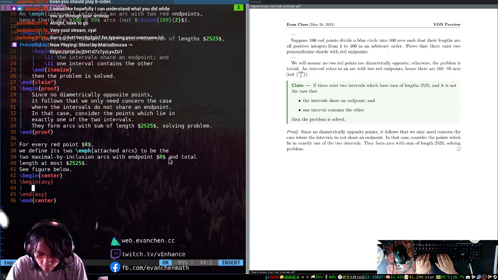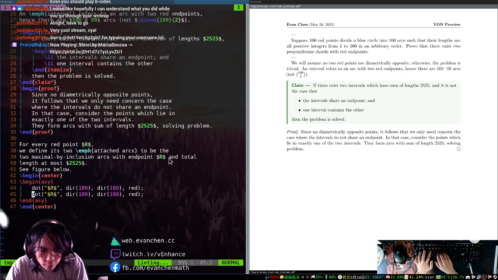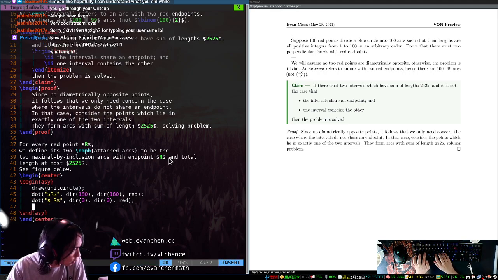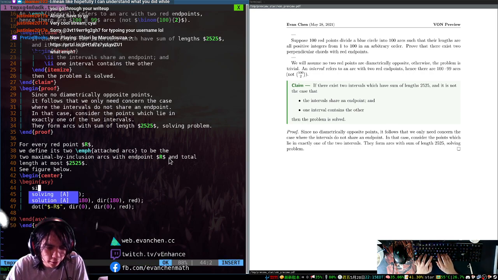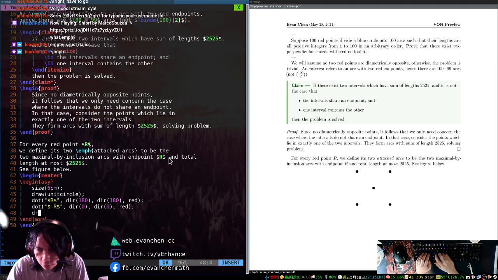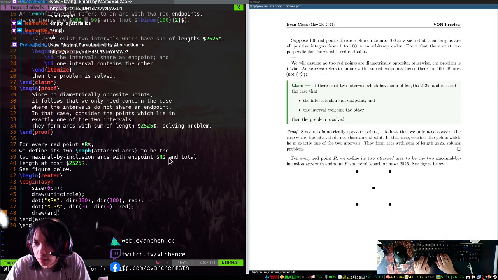So, dot R, dir 180, red. We'll draw minus R at 0, 0, draw a unit circle. And if it's just italics, it'll italicize the text. So draw arc. Oh, come on.